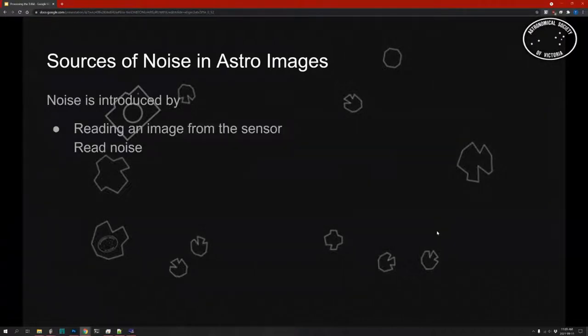Noise is introduced in a number of ways. The first one I'm going to talk about is just the act of reading the sensor of a camera. Any camera generates noise, and in this case, we call it read noise. The CCD sensor that I use is fairly noisy. It has significant read noise.